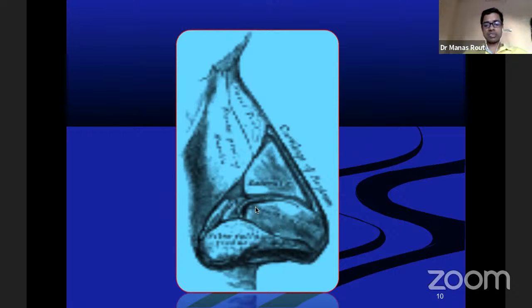I'll show another picture. This lower lateral cartilage, or alar cartilage, is a U-shaped structure. This is a flat structure, and this is a U-shaped structure. And here the lesser alar cartilages will be 2 or more in number. Some very small cartilages will be there in between. They also give some shape to the nose.